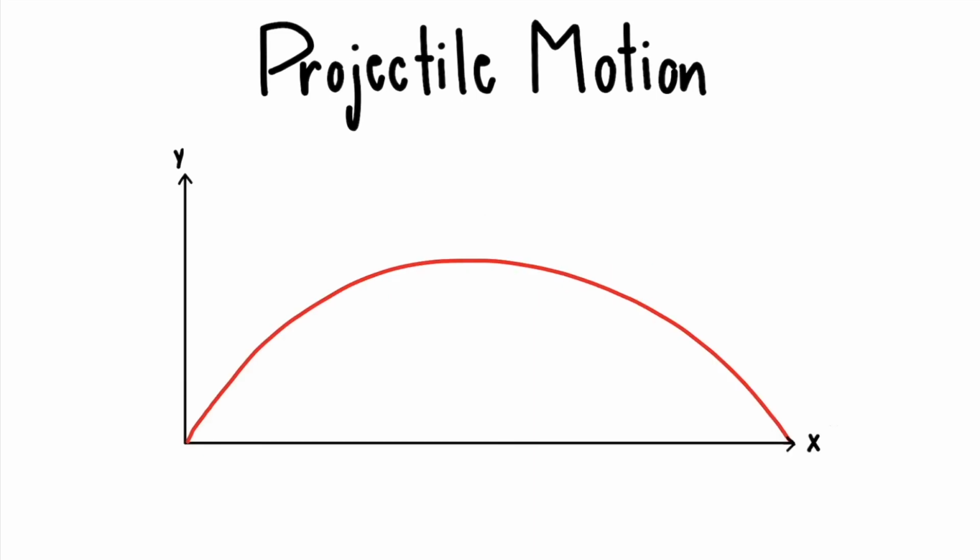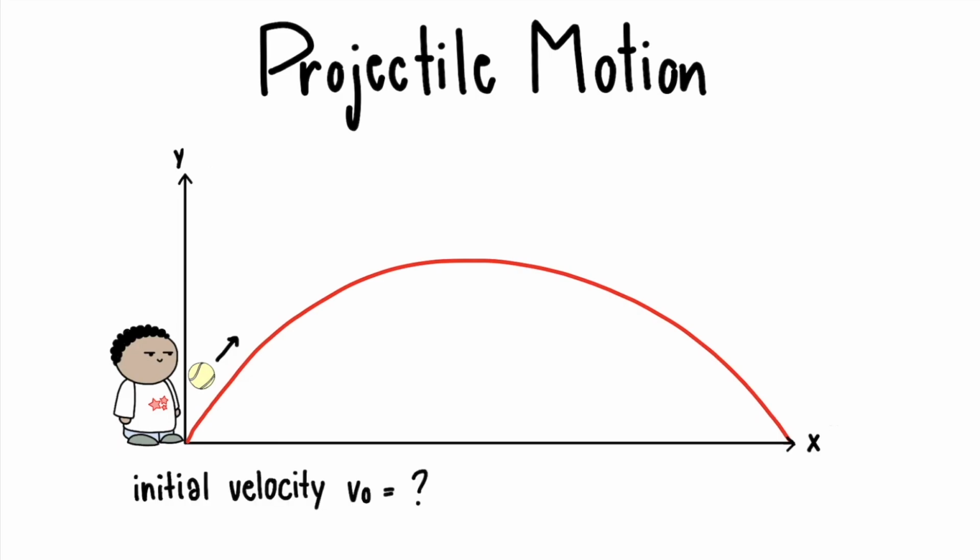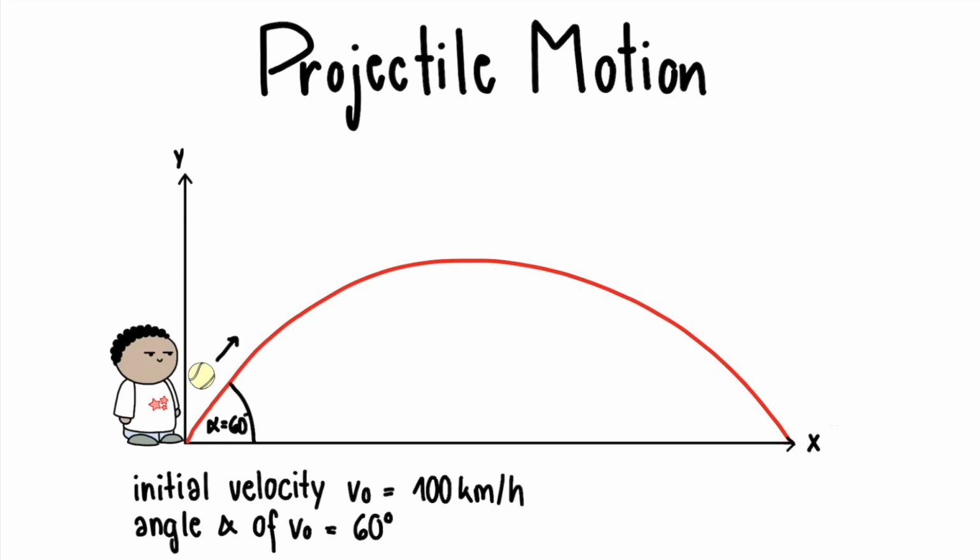Here you see the motion of an object, which gets thrown upwards and to the right at the same time. For example, Tom throws a tennis ball to his friend. Well, how can you deal with this motion? First of all, it is important to know the initial velocity v0 and at which angle the v0 vector is. Let's say v0 is 100 km per hour and the angle alpha equals 60 degrees.